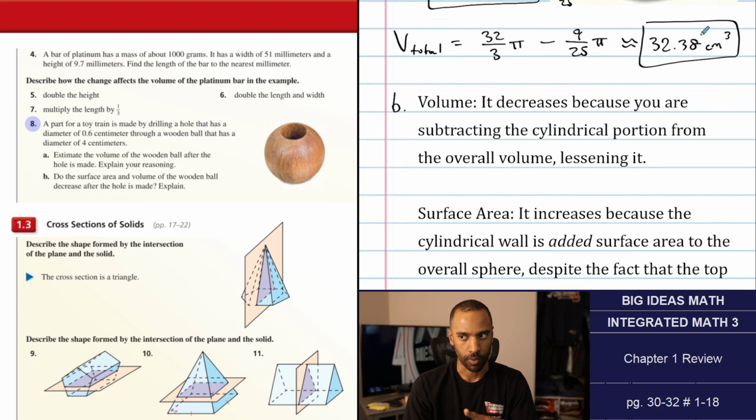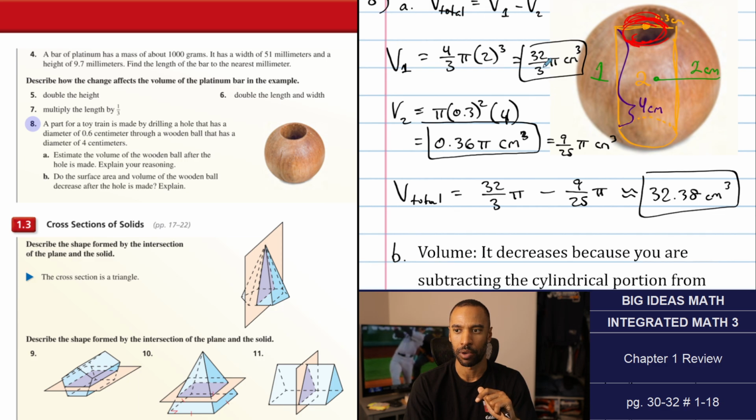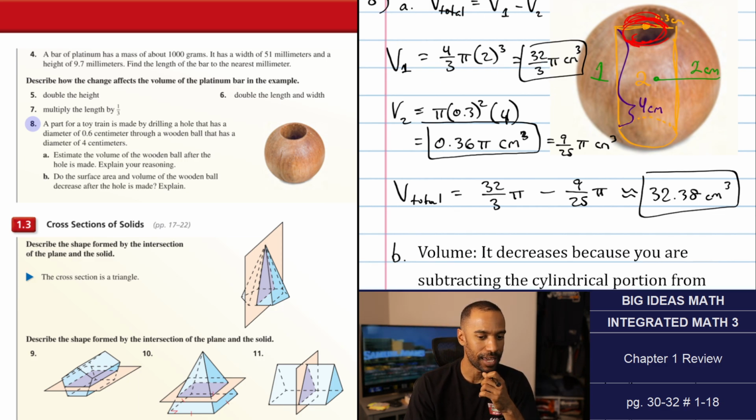We already did the volume, right? We computed this one, and the original volume would have been 32 thirds pi, which is... what? 32 thirds pi is more than the other number, but it's not much more. Let's see. It's going to be in the 30s still. The original volume, 32 thirds pi, is 33.5.